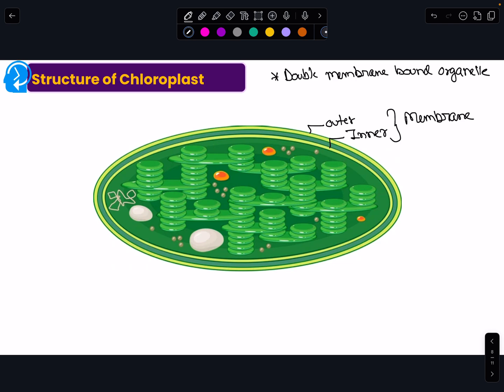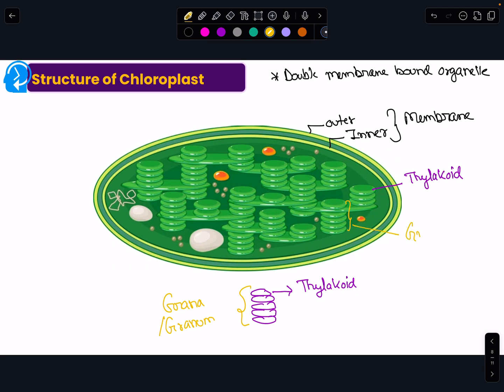Moving ahead, you can see there are various disc-like structures. If you look at the diagram very carefully, you can easily notice them. One single disc-like structure that you see here, we call a thylakoid. That means this particular part represents a thylakoid. But a stack of thylakoids, we call grana, or granum. It's singular and plural, so there is no need to get confused. If we talk about a group of thylakoids, we call it the grana.